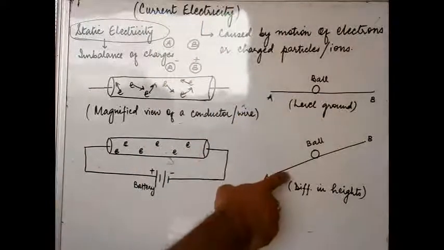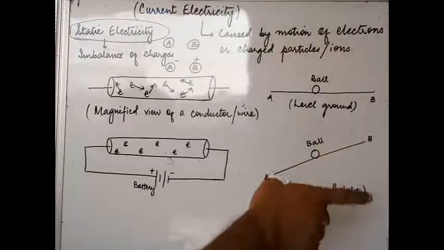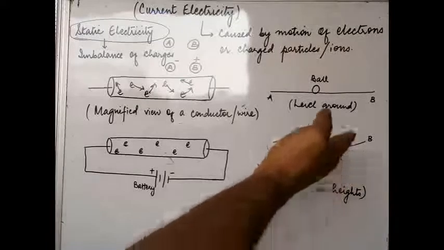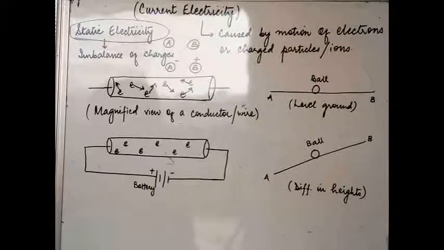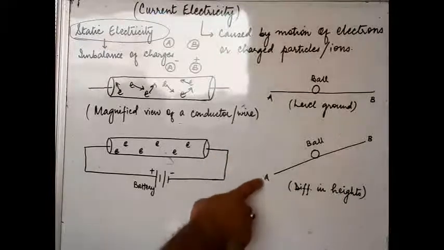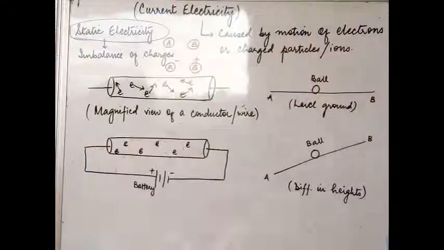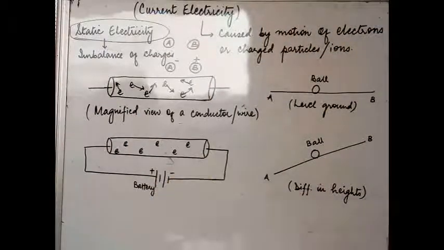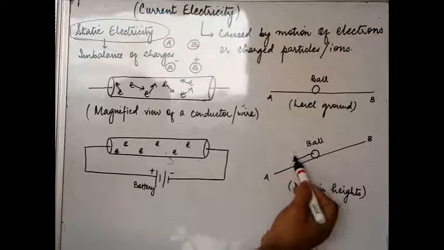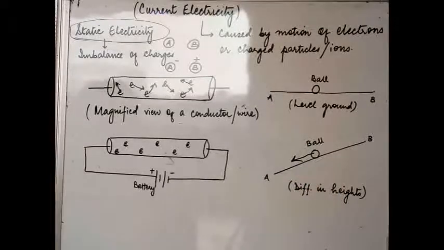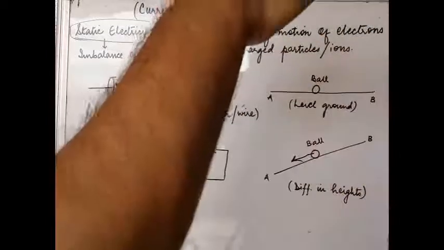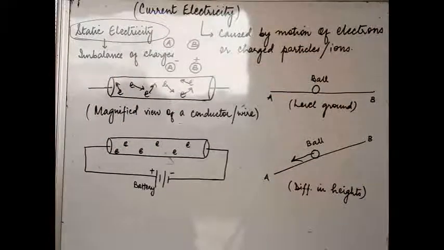But if you have a look at the second diagram, we know that point B is raised to a greater height, so much so that A goes down to a lower level and B rises up. Now you can say with confidence and with 100% accuracy that the ball will certainly roll this way. It will roll down from a position of higher height to a position of lower height.